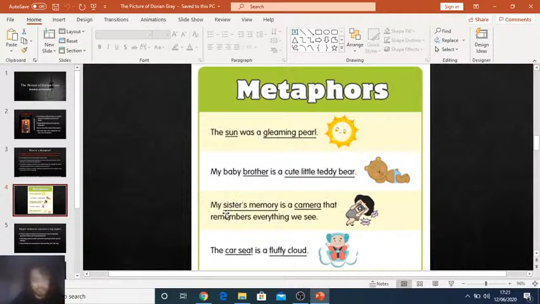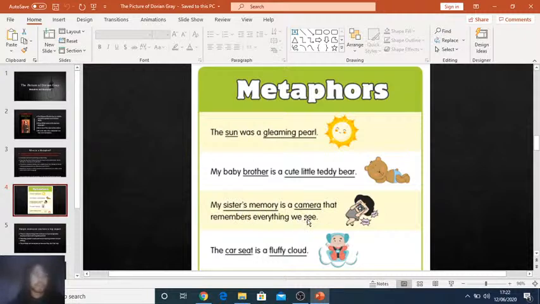Okay? Another example here. My sister's memory, so you know the memory, the things you remember. My sister's memory is a camera. Remember, here you can see, a camera that remembers everything we see. Now here they are comparing a person's memory, the sister's memory, to a camera using a metaphor. It's another way of saying my sister has a very good memory. We could say that, and that would be fine. But to make the sentence more interesting, the writer has used a metaphor. So remember, figure of speech. My sister's memory is a camera that remembers everything we see.